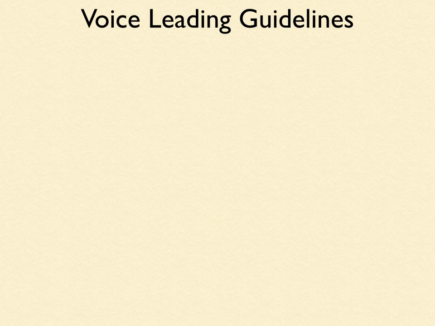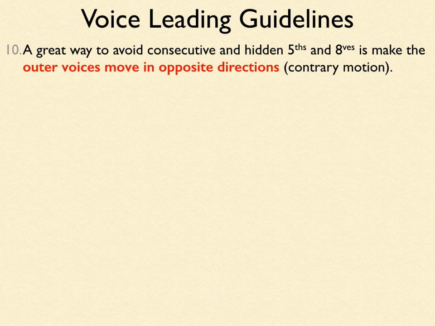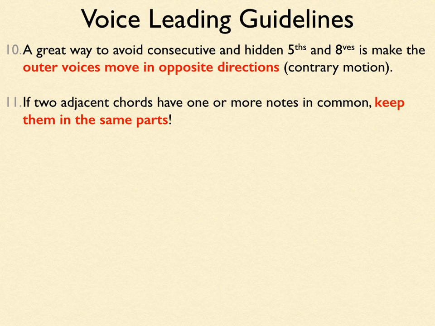So just to go back, I suppose, over the consecutive and hidden fifths and octaves. A great way to avoid consecutive and hidden fifths and octaves is to make the outer voices move in opposite directions. Okay, contrary motion. That's another rule to remember. If two adjacent chords have one or more notes in common, keep them in the same parts.